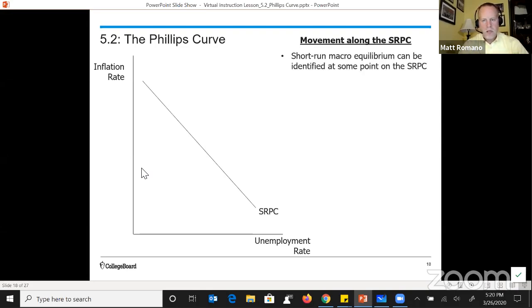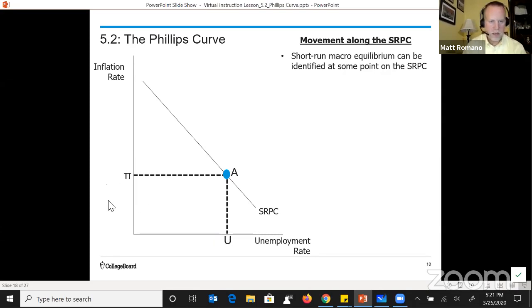Short run macro equilibrium can be identified at some point along the short run Phillips curve at any given time. So again, think back to your ADAS model. At any given time on that ADAS model, not only do we have output and price level, but there's a given unemployment rate and inflation rate combination, and that can be identified on the Phillips curve. So here, point A could identify some short-run macroeconomic equilibrium, where at that point, you have a specific unemployment rate and a specific inflation rate.